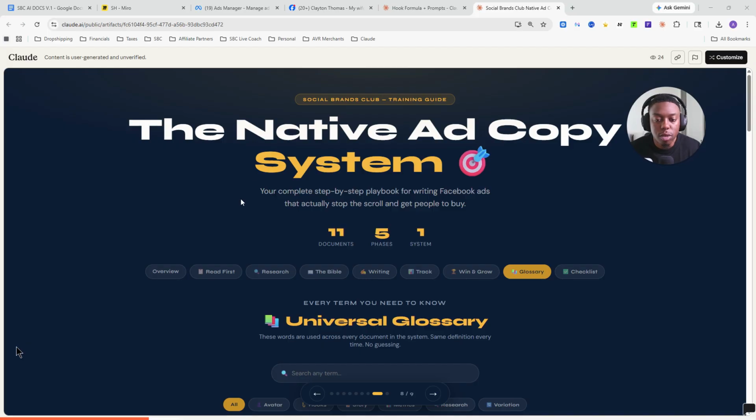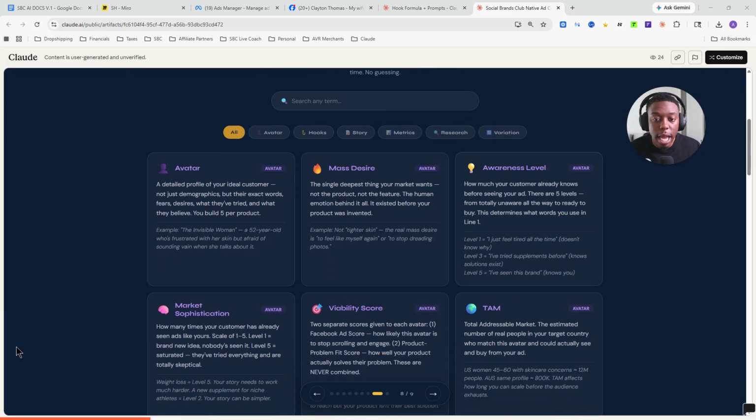Now, also linked in this training will be what we call our universal glossary. Any word, any term, any description that I'm mentioning right now and you're not familiar with, it's being highlighted here in the glossary and you have a perfect, clear explanation. So for example, if you're not sure what an avatar is, it's actually here in the glossary.